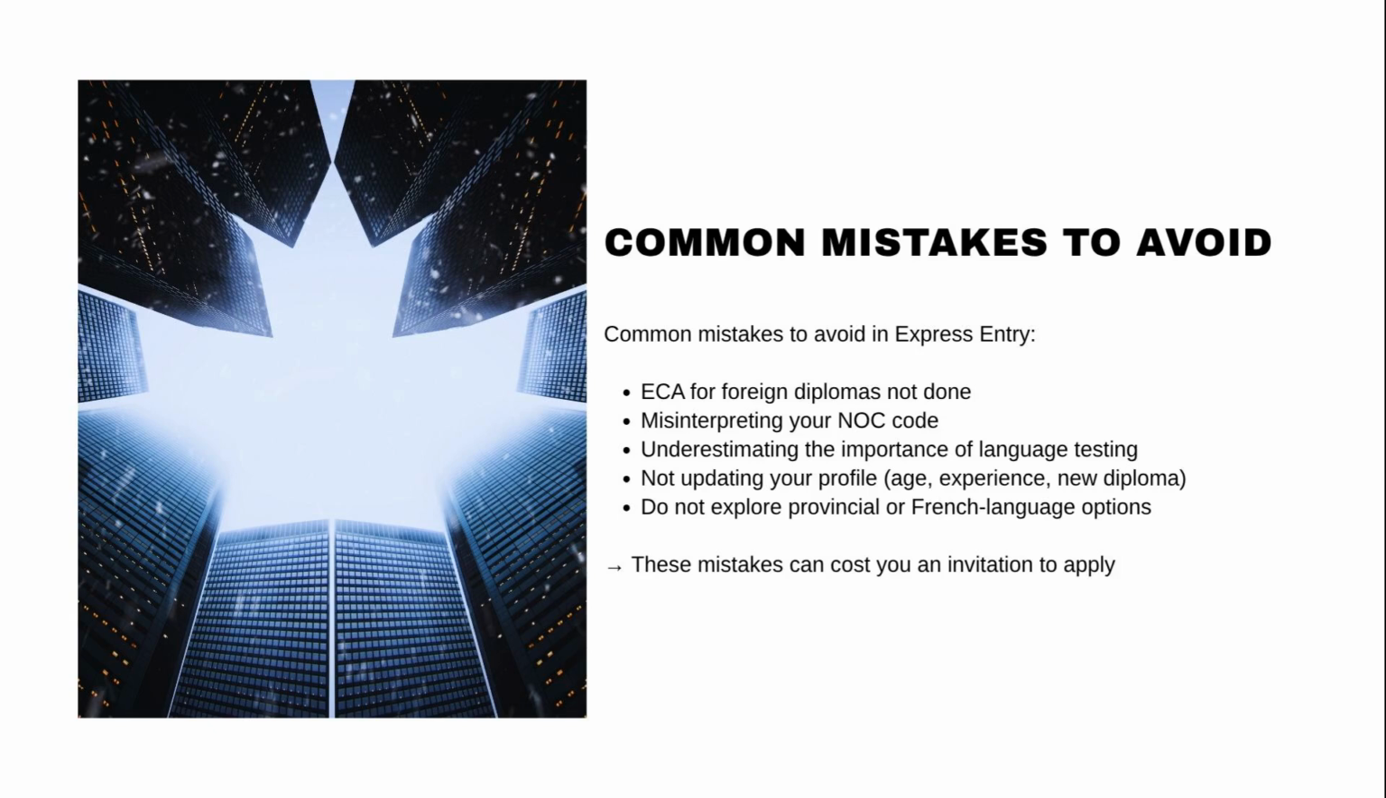Here are a few common mistakes to avoid. First, forgetting to have your diploma evaluated. Without an ECA, you won't get any points for your studies. Second, misidentifying your NOC code can result in your experience being rejected. Third mistake, neglecting the language test, or not taking it again even when you're close to the next level. Another pitfall, failing to update your profile after obtaining a new diploma or promotion. Finally, some people ignore provincial programs, even though they are often the key to success. A little carelessness can cost you the opportunity of an invitation.